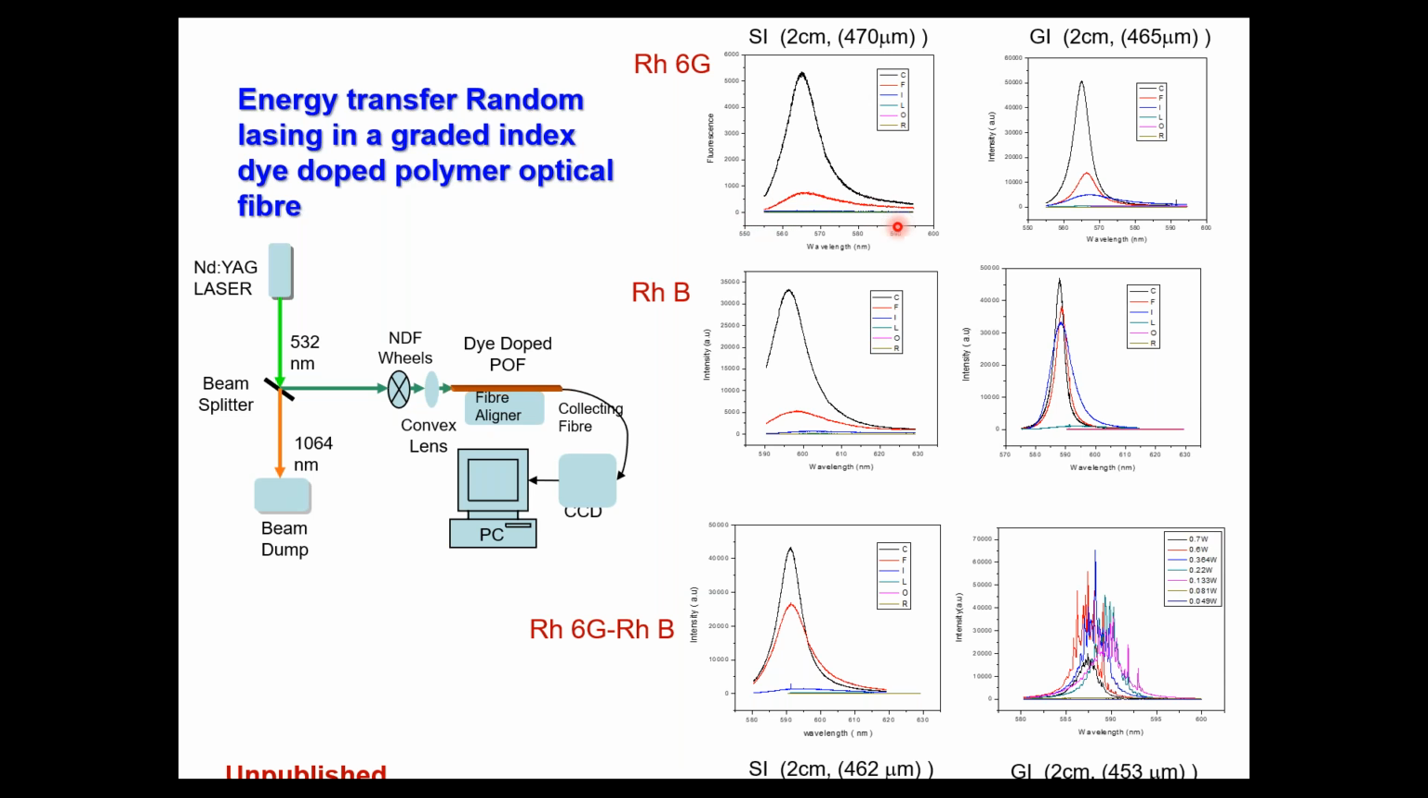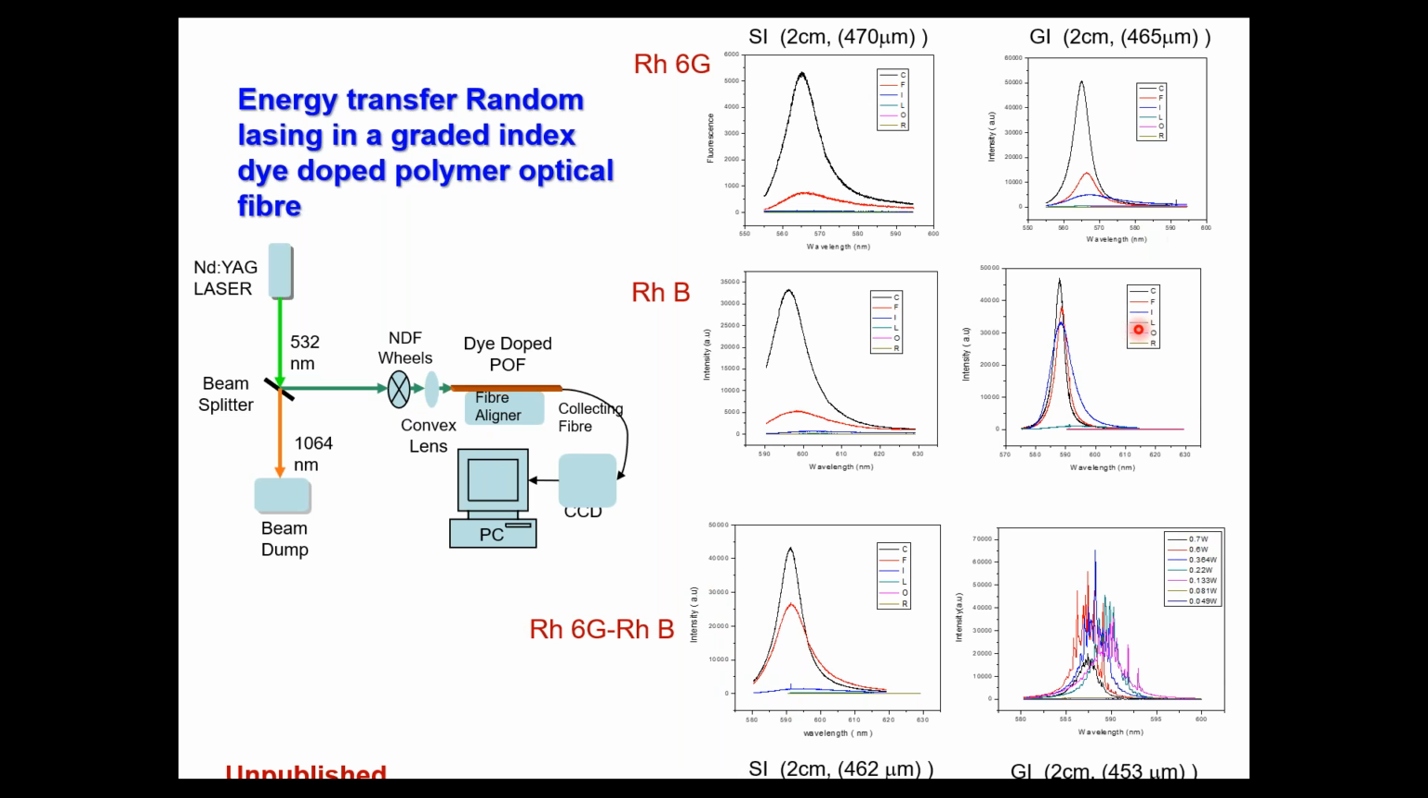Originally, the spectrum was very wide with lower pump energies, but when the pump energy increases, this becomes narrower. And this is all for the step index kind of fibers doped with rhodamine 6G, one organic dye. This is rhodamine B, another organic dye, slightly different in color. And this is a combination of both rhodamine 6G and rhodamine B.